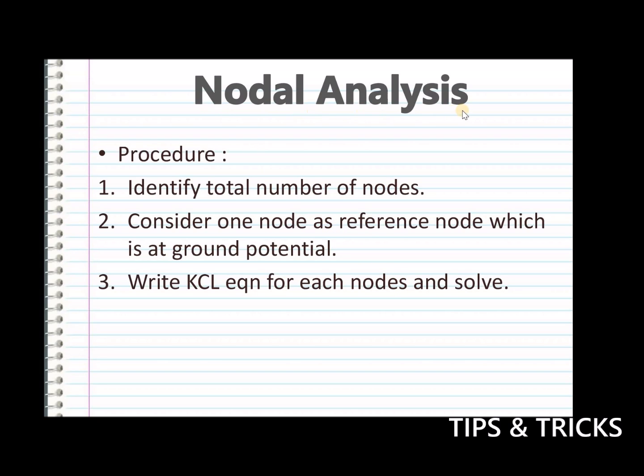Now come to the nodal analysis. This is also very easy. Note these steps. Identify the total number of nodes. Then consider one node as the reference node which is at ground potential. Means take one node's potential as ground potential, that is 0. Then write KCL for each node and solve. Now this is a way which can be used during nodal analysis.